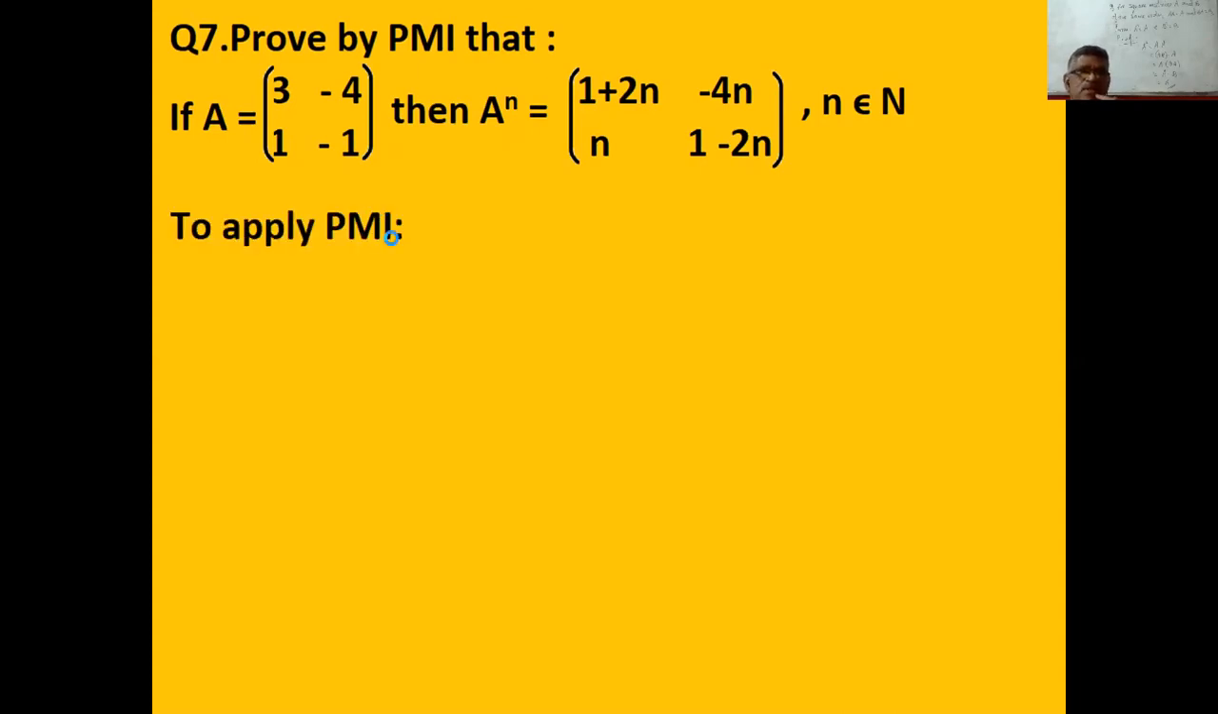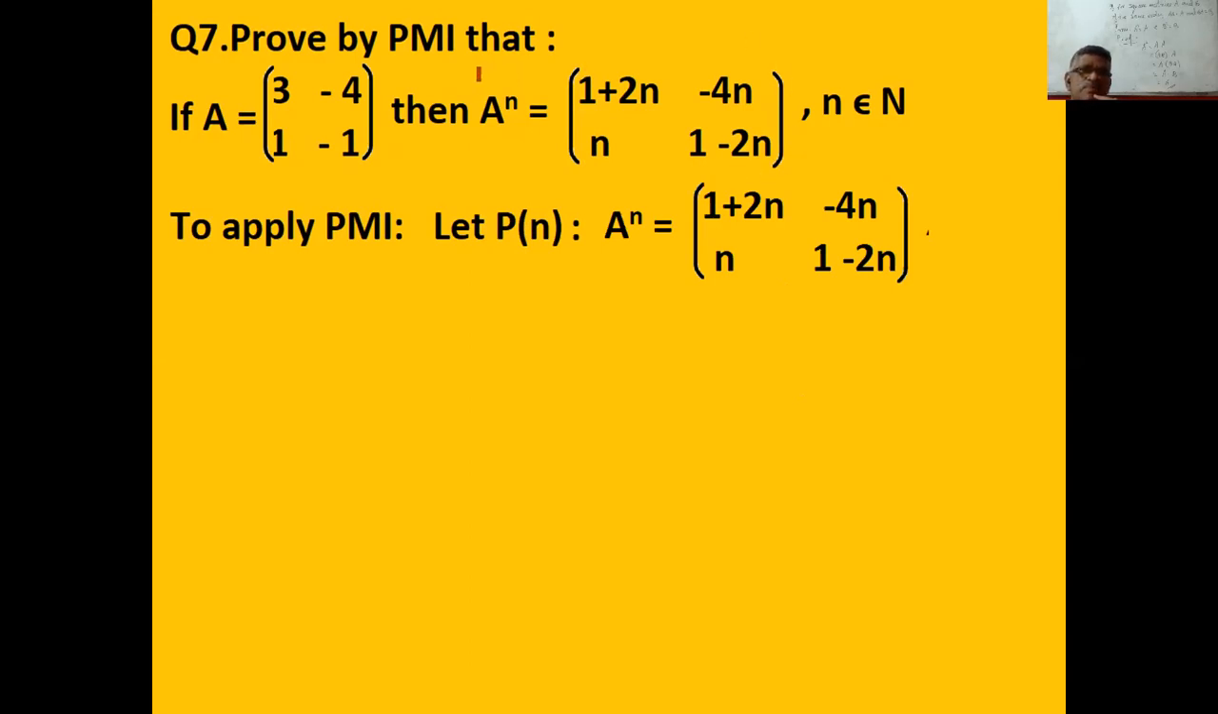First, we name a statement P(n). So what will be the statement P(n) here? This is the statement P(n): A raised to n is equal to this much. No need of n belongs. A raised to n equal to [1+2n, -4n; n, 1-2n], that is P(n).